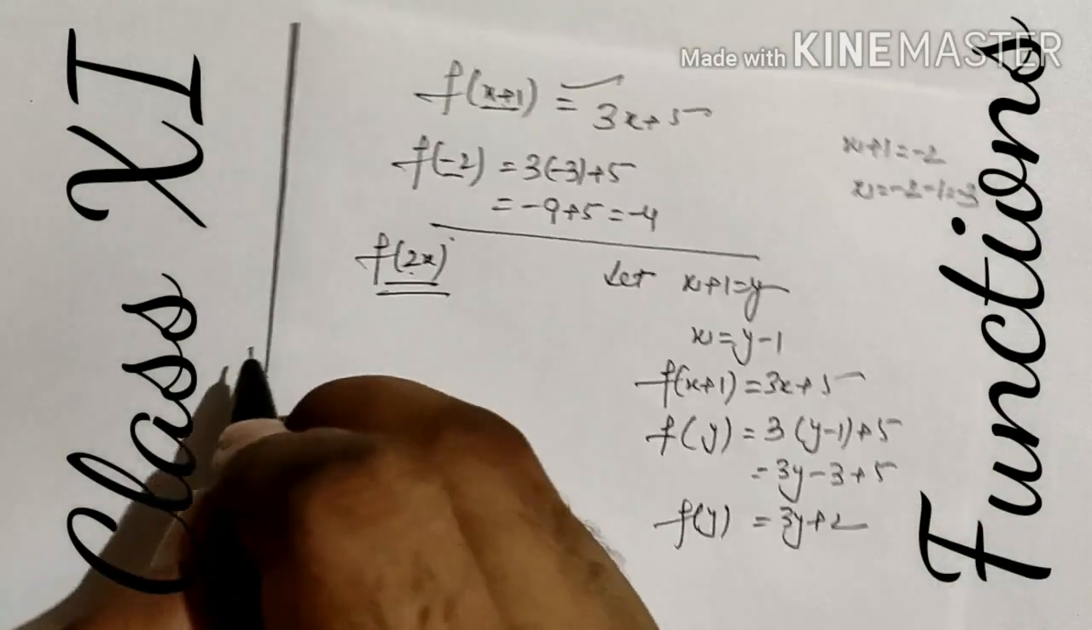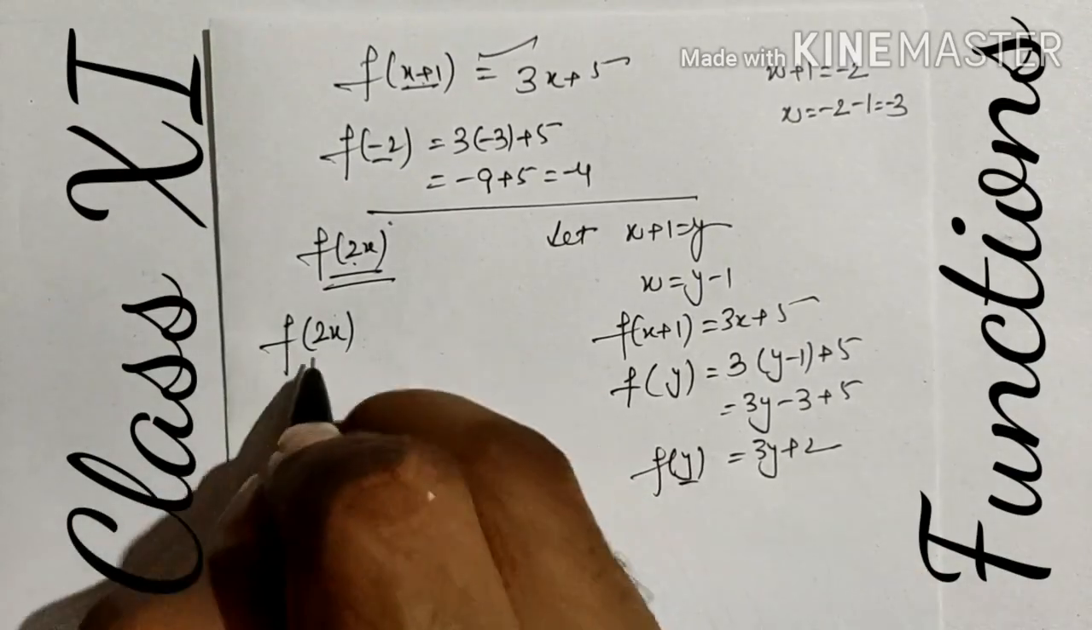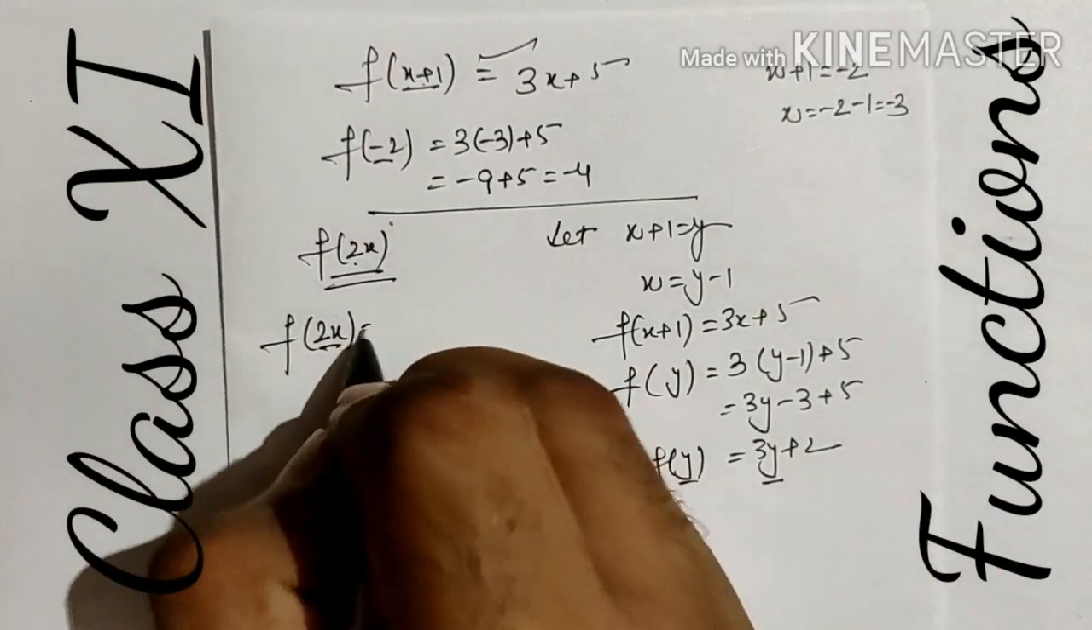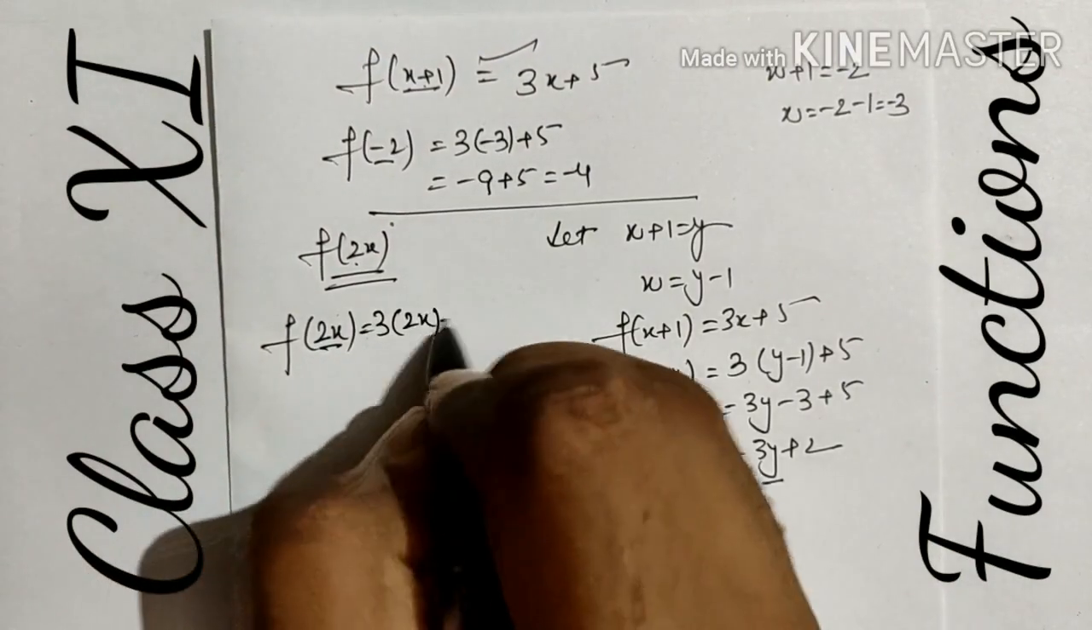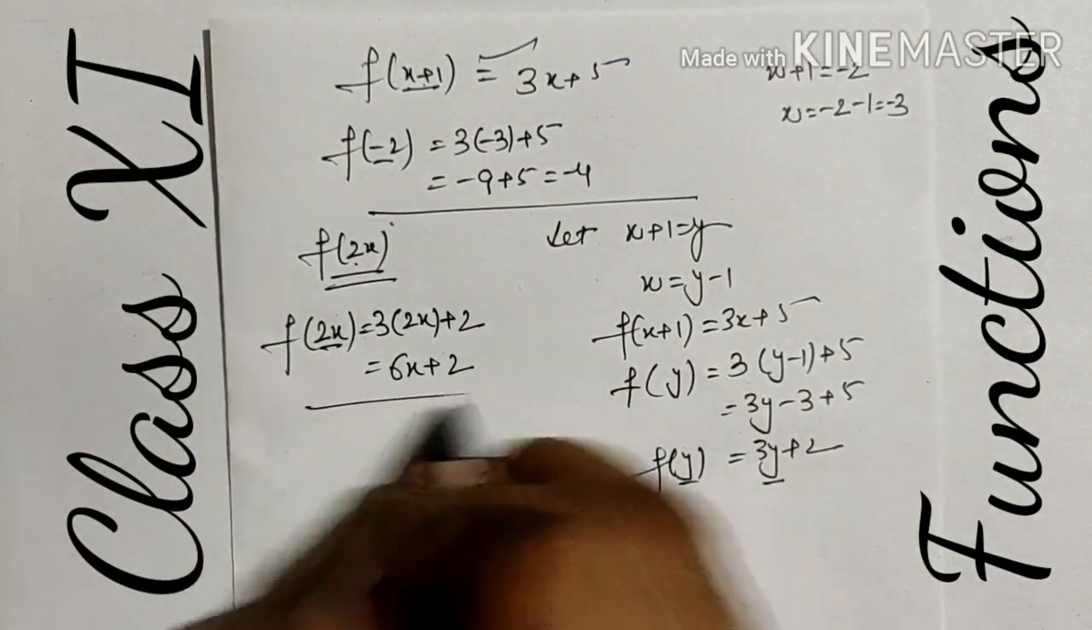Now according to our need, we need here f of 2x. It means y should be replaced by 2x. So we change it here. 3 times 2x plus 2. It becomes here 6x plus 2. So this is our final answer.